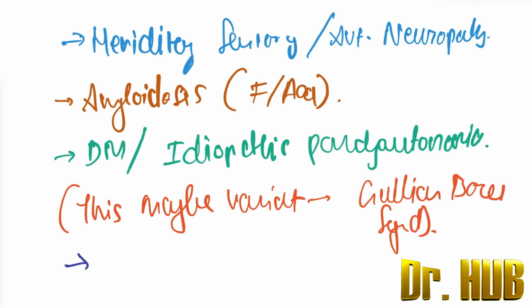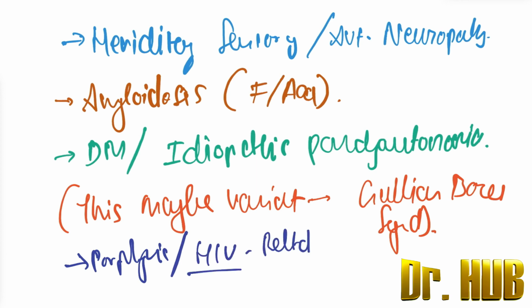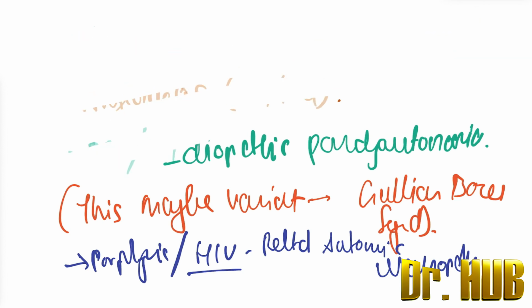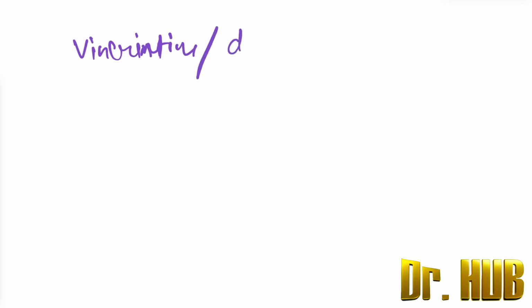Next is the presence of porphyria. Then comes HIV related autonomic neuropathy. Next, what are the other drugs? Other drugs include vincristine, as well as chemotherapeutic agents.